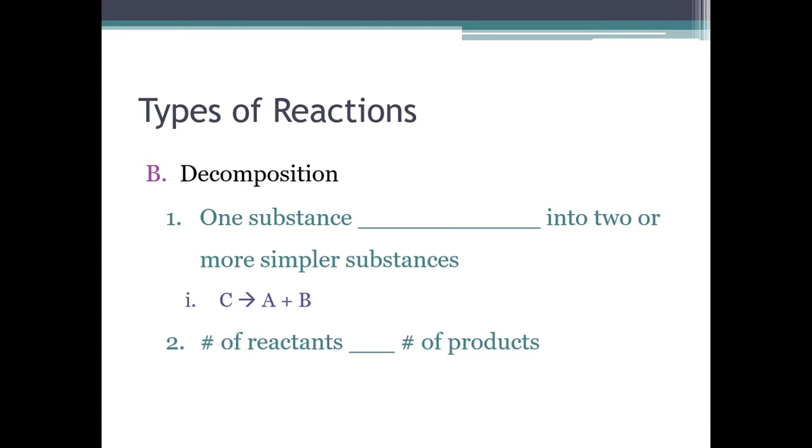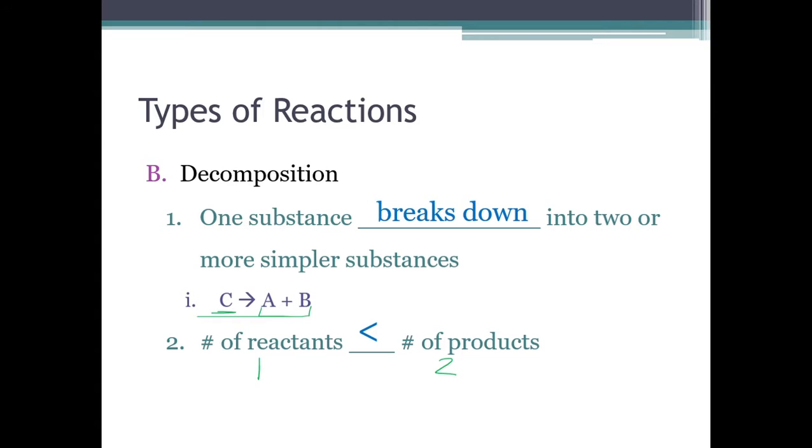Your second type is called decomposition. This is pretty much the exact reverse of synthesis. Instead of building up to make something larger, you have one large substance breaking down into 2 or more simpler substances. So, since this is pretty much the reverse, your number of reactants here will always be smaller than your number of products. So here we have 1 large reactant breaking down into 2 products. And again, it could be breaking down into 18 things. That's still going to be more products than reactants.